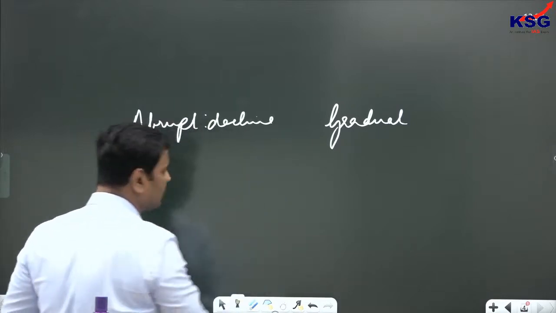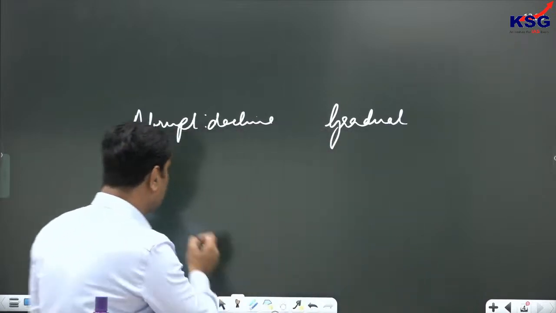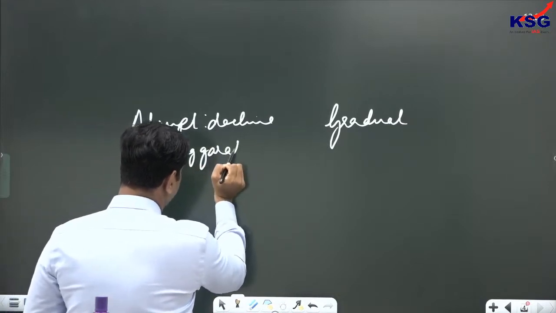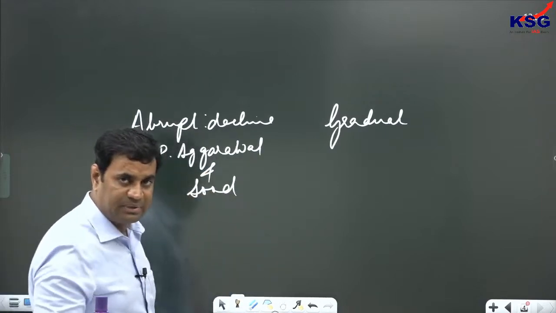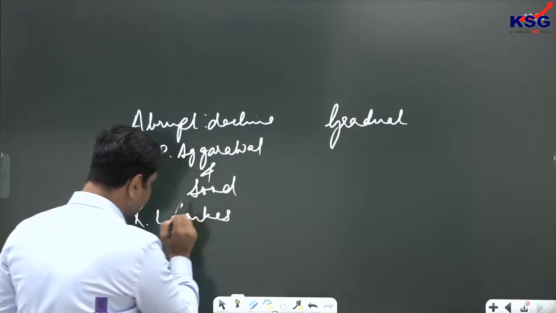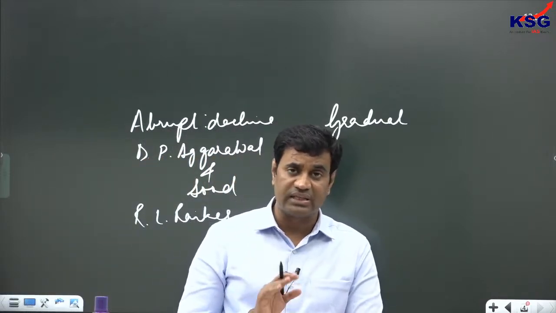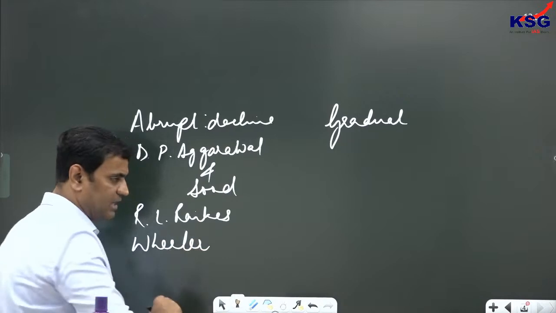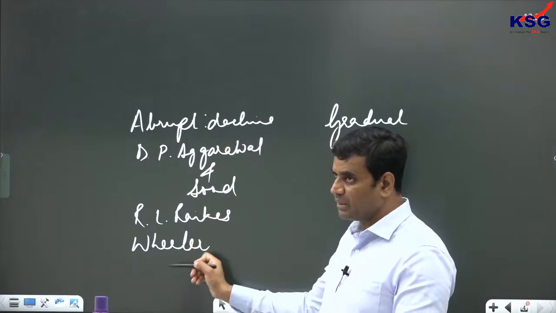Now, abrupt decline theory, scholars like D.P. Agarwal and Sood say that Harappan civilization declined because of shifting of river Indus. Then at the same time, there is a hydrologist known as R.L. Raikes. He believed that Indus Valley civilization declined due to continuous flooding. There's a British archaeologist known as Wheeler, who believed that Indus Valley declined due to Aryan invasions. So different historiography is related to abrupt decline.